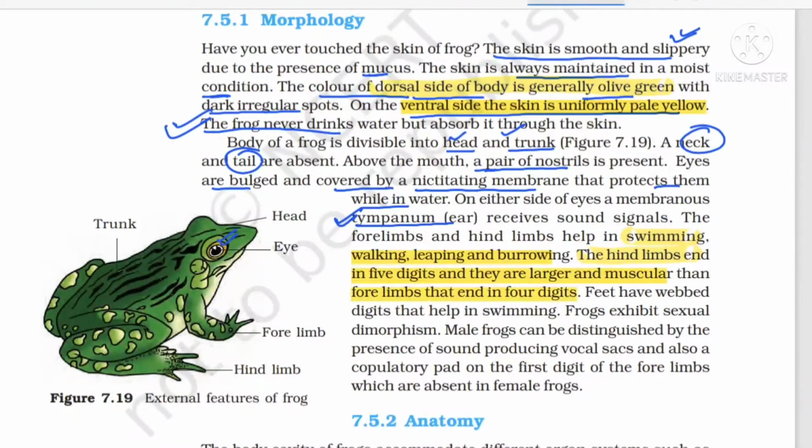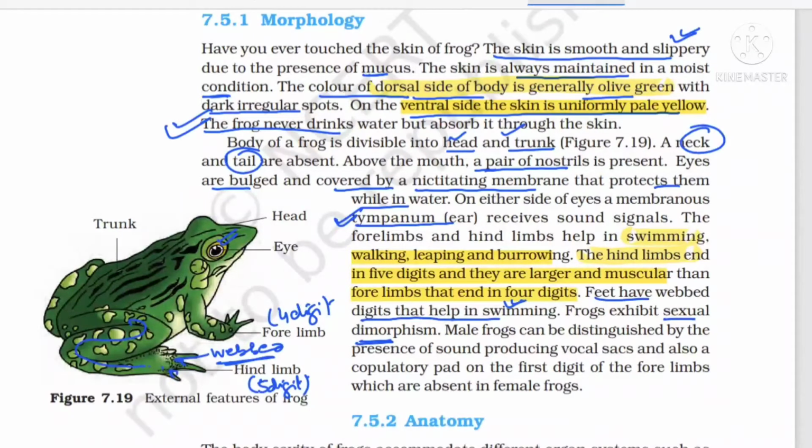So you do one thing right here: hind limb 5 digits and forelimb 4 digits. The diagram is telling you this is bigger and muscular. Feet have webbed digits which help in swimming. So you can make it here this way and write it, it's a webbed condition. And the webbed condition is necessary for swimming. It is showing sexual dimorphism. Sexual dimorphism means morphologically you can find male and female different.